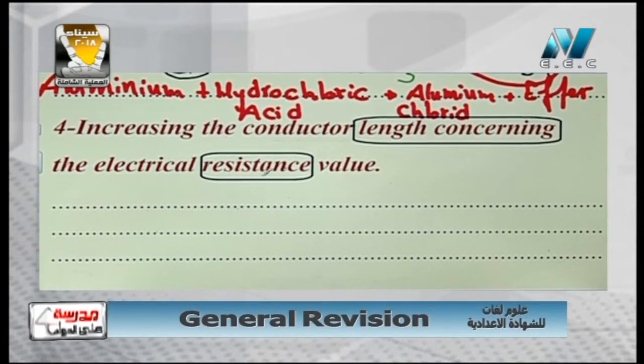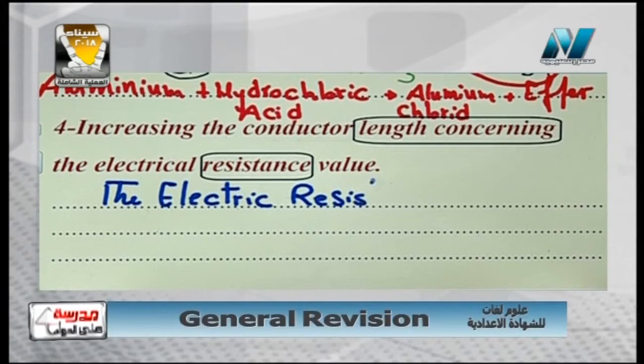We know the relation between the length of conductor and the electric resistance is directly proportional, which means when the length of the electric wire increases, the electric resistance increases. So here we answer: the electric resistance will increase.